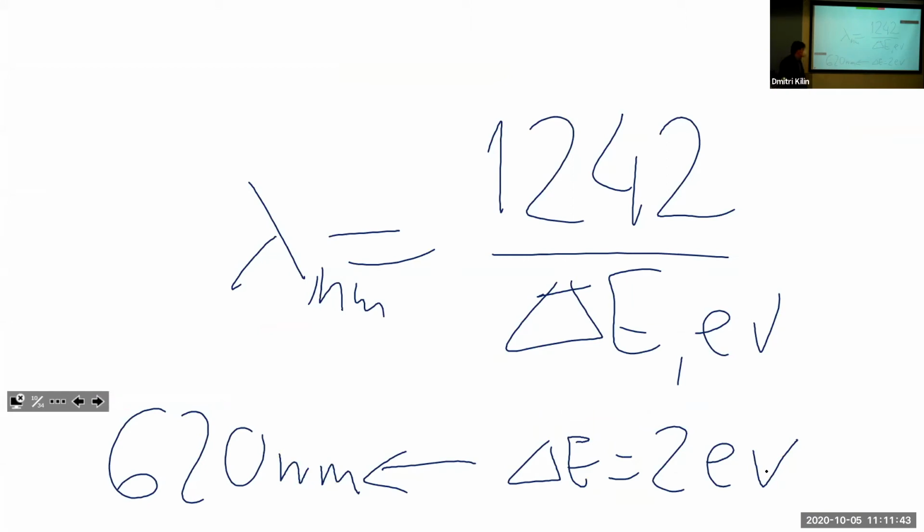Color. Please let me know if you are very familiar with this equation or you see it for the first time. Familiar? Can you explain what it is? The wavelength over electron volts. But why? Who needs it and why? For color.